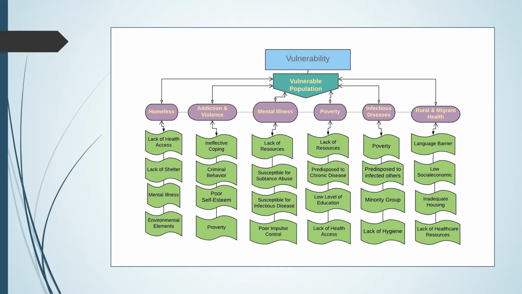So the seventh and eighth risk factors for this presentation will be the rural and the migrant health. These are individuals that live in farmland or even rural areas that are far away from the city. This community is considered vulnerable due to the language barrier, low socioeconomic status, inadequate housing, and the lack of healthcare resources that lead to toxic exposures and sanitation issues.